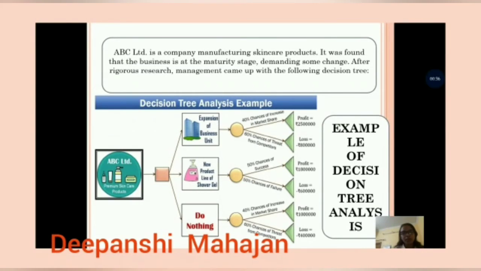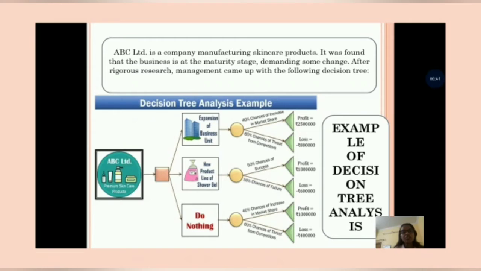Good afternoon to all present here. Today I, Dipanshi Mahajan, am here with the example of decision tree analysis. Let us see how a decision tree works and how to analyze a particular decision by making a decision tree. ABC Limited is a company manufacturing skin products. It was found that the business is at maturity stage, demanding some change. After rigorous research, the management department of the company came up with the following decision tree.